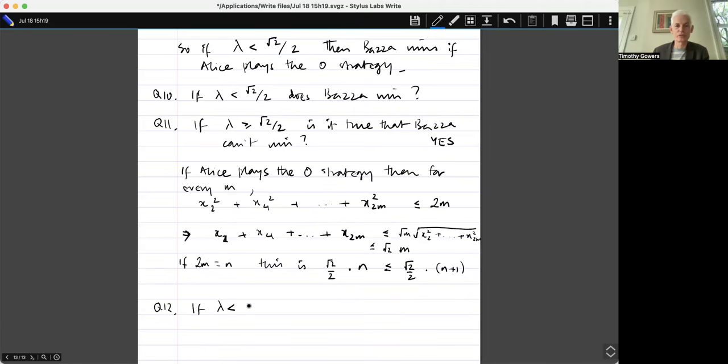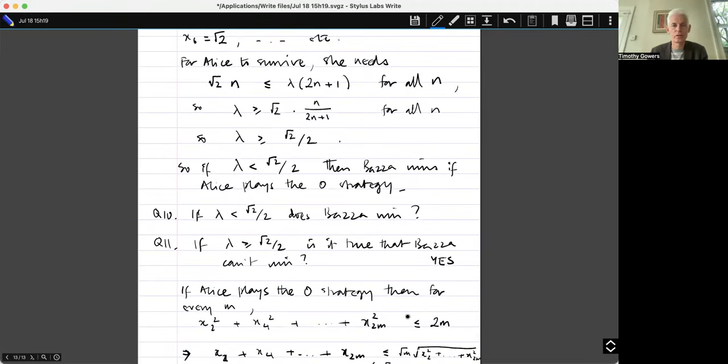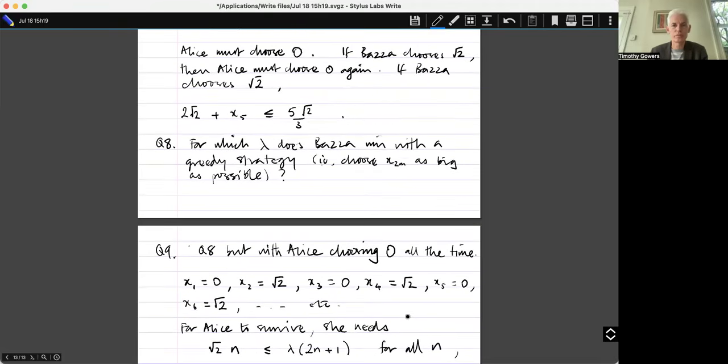If lambda is less than root 2 over 2, does Bazza win with the greedy strategy? I've asked something closely related to that, but now I've got an actual conjecture for the lambda for which Bazza wins with a greedy strategy.